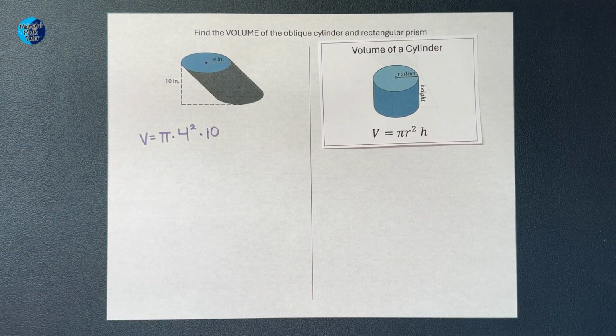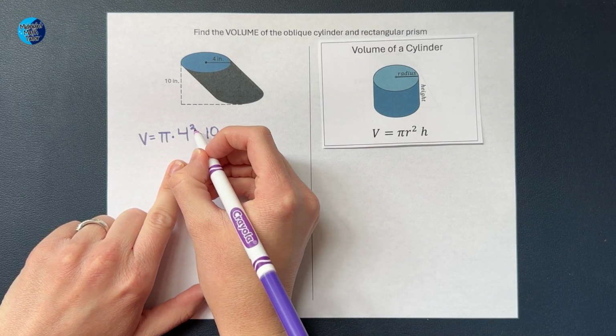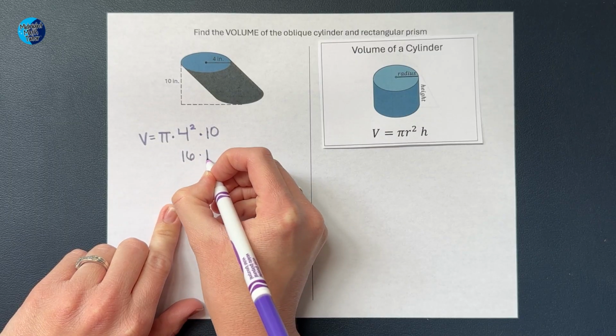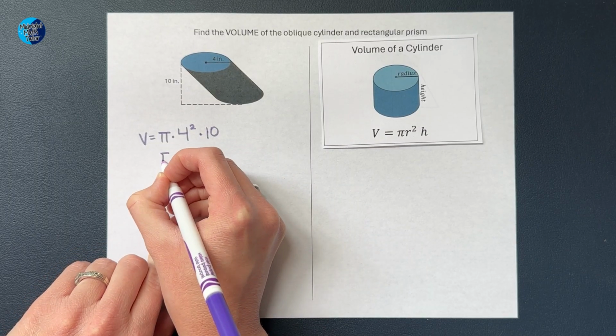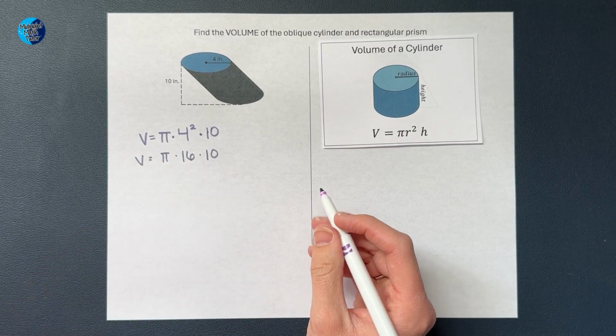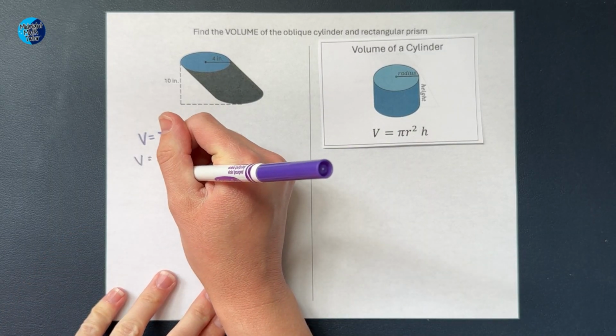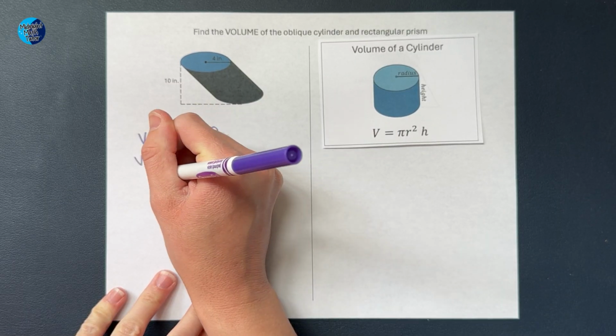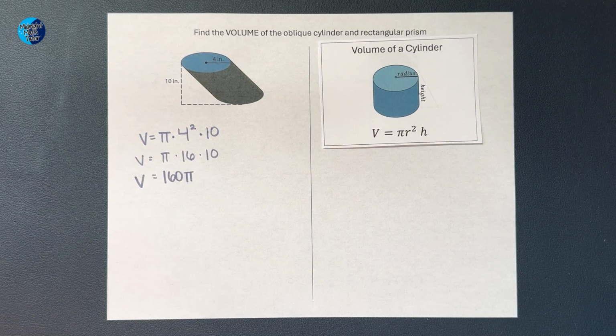Okay, now we just need to multiply these. So 4 times 4, or 4 squared, is 16. We're going to multiply that by 10, and we're still multiplying by pi. And then 16 times 10 gives me 160. I'm going to write the 160 first, just because that's how we're more used to seeing it. So my volume is equal to 160 pi.